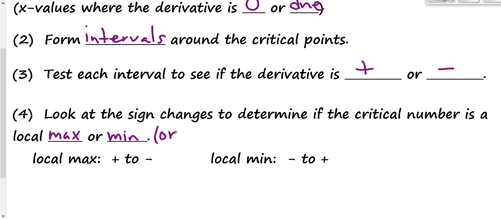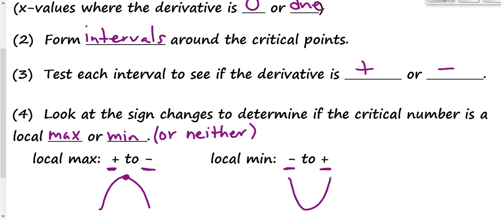So, if you see that the derivative changes from positive to negative, that means the function went up and then it went down, so you have a local maximum. If you see that the derivative changes from negative to positive, that means the graph went down and then went back up, and you have a local minimum. But if you see that the derivative went from positive to positive, it was going up, and then it was going up again, you don't have a local max or min. Or if it went from negative to negative, same thing.